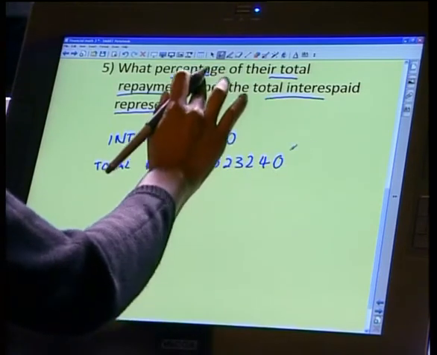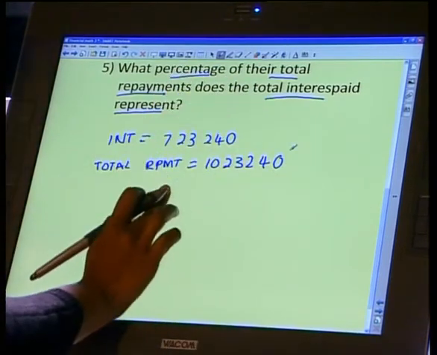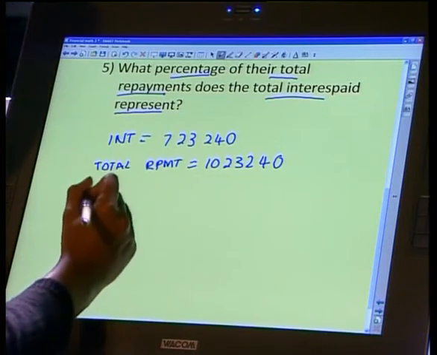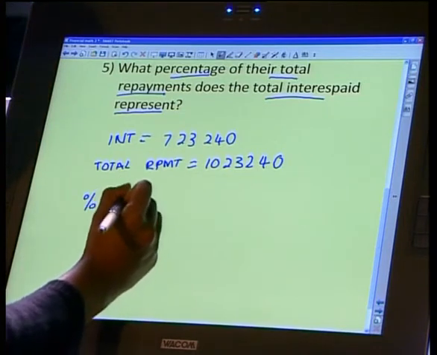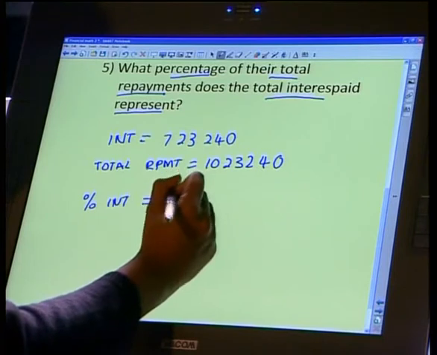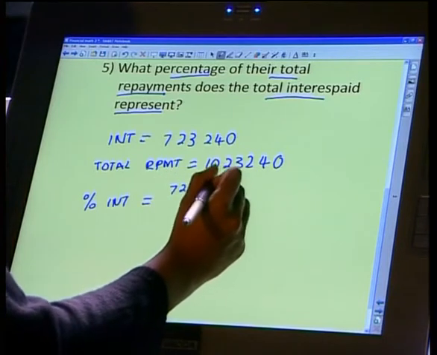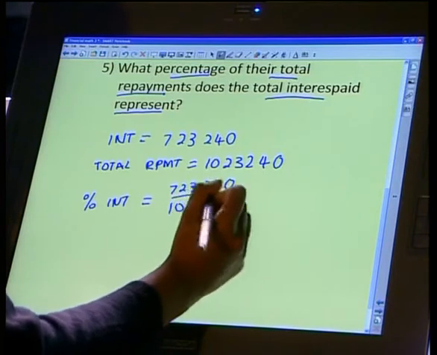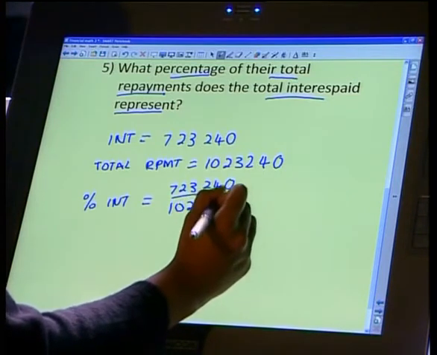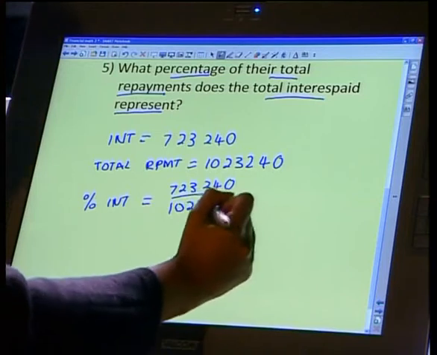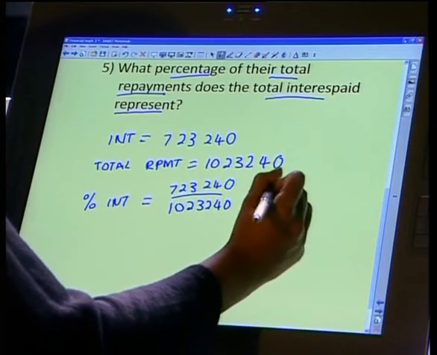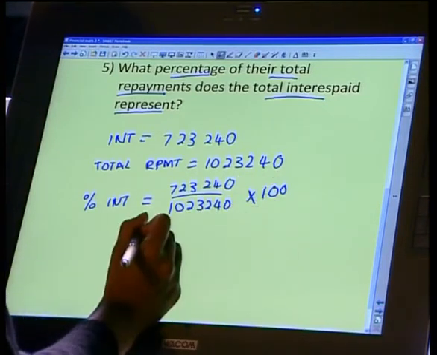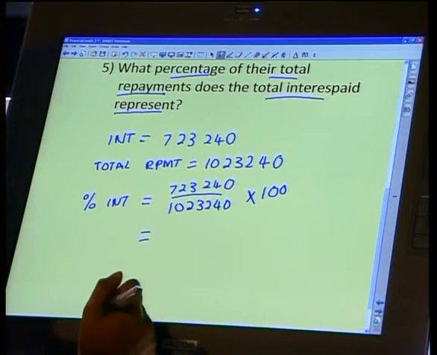And we want to know what percentage is the interest of that amount. So the percentage interest, all we have to do to work that out is divide the total interest by the total repayment. And we times that by 100, and that would give us the percentage payment back.